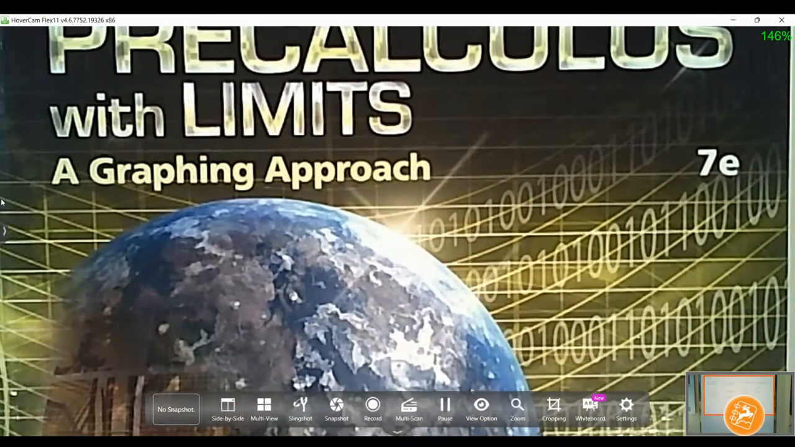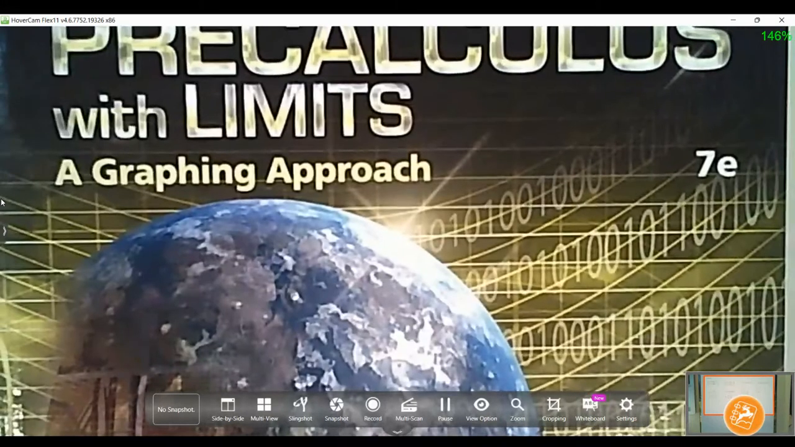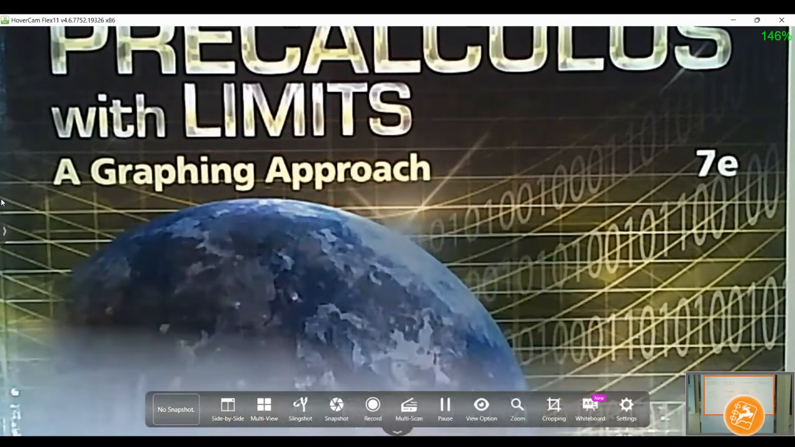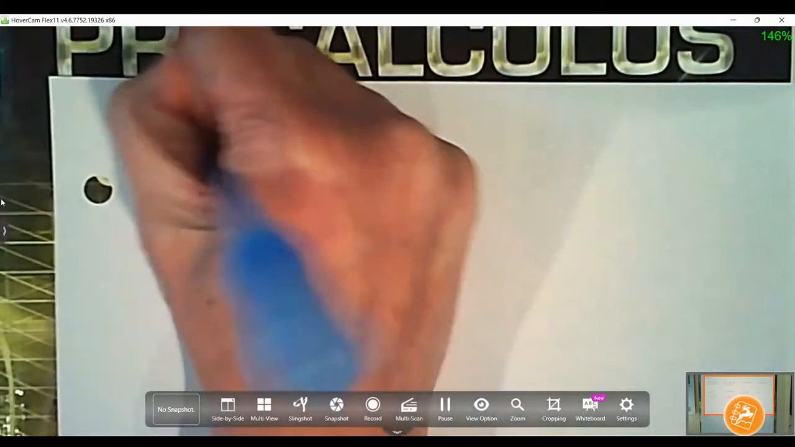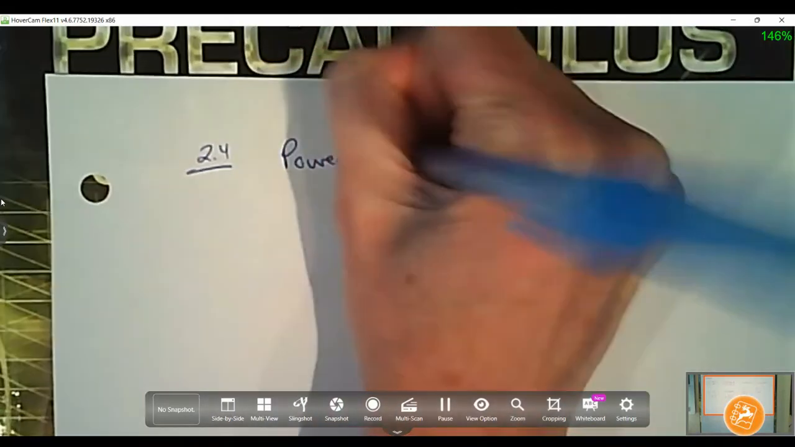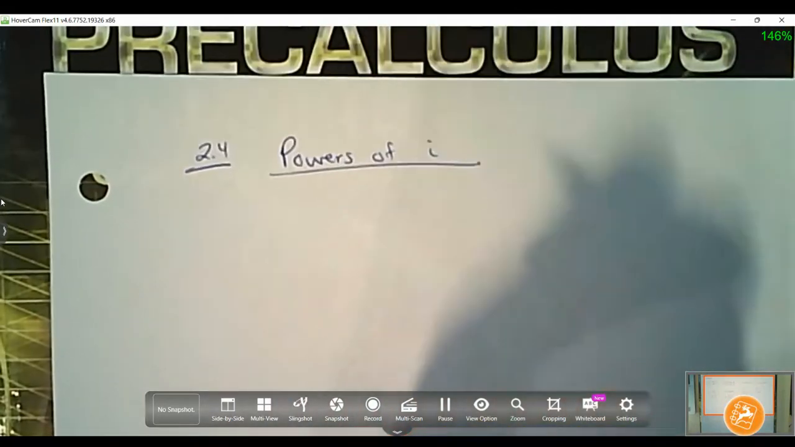All right, moving into today's lesson. For today's lesson, there is a worksheet. It would be a little more interesting for you if you don't look at the worksheet just yet. I'll tell you when to move over to the worksheet. But we're going to continue our work in section 2.4 with powers of i.